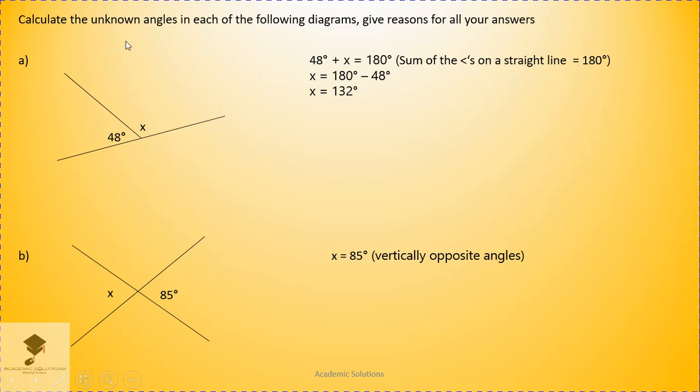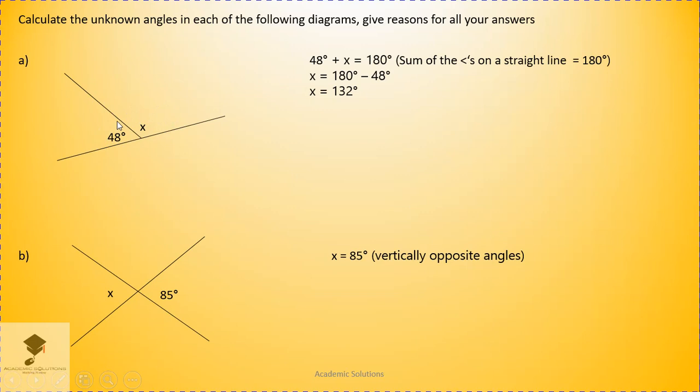So let's do the following exercise. Calculate the unknown angles in each of the following diagrams. Give reasons for all your answers. Before you even calculate, if you look at this first diagram here, diagram A, this is a straight line. And then you remember what we said about angles on a straight line being equal to 180.